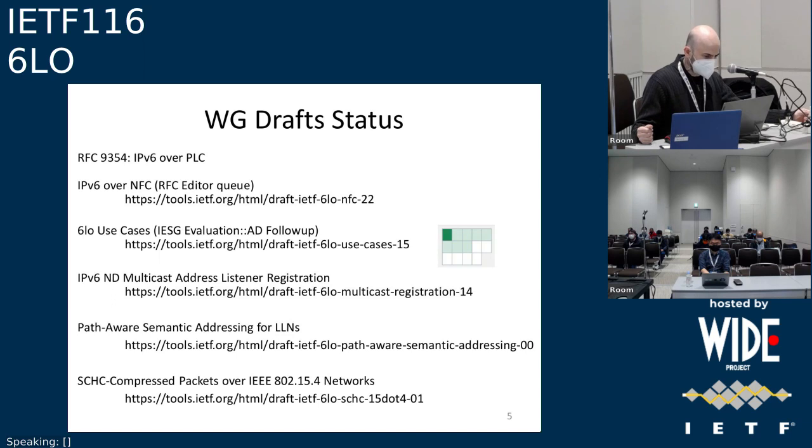Then the next document is the IPv6 ND multicast address listener registration. This document is pending the Shepherd write-up, so we hope that we can get it soon. And since the last IETF, there are two new working group documents. One is path-aware semantic addressing for LLNs, and the other one is the transmission of SHIC compressed packets over IEEE 802.15.4 networks. By the way, these two will be presented also later today.